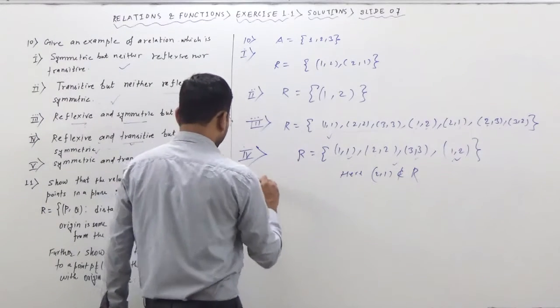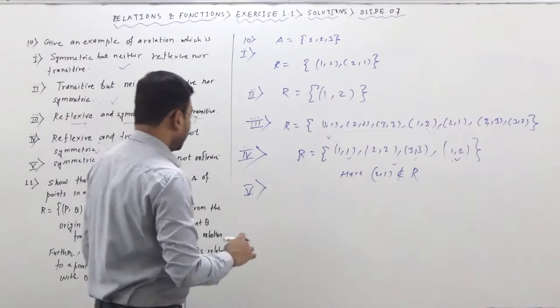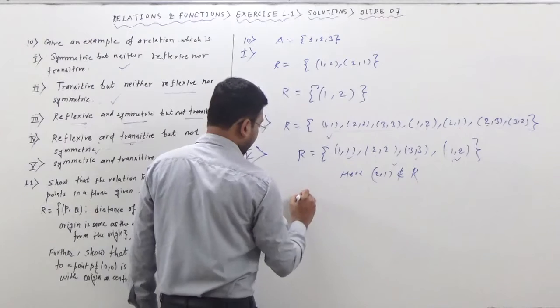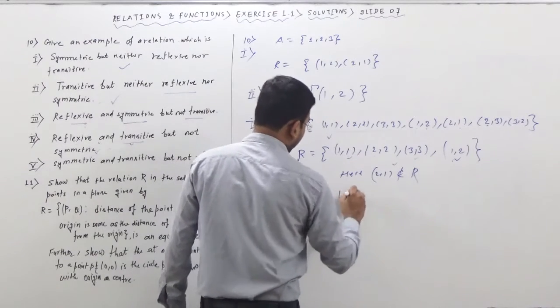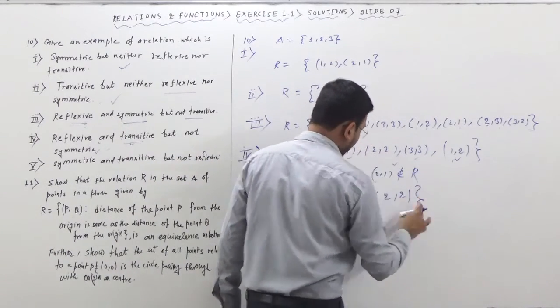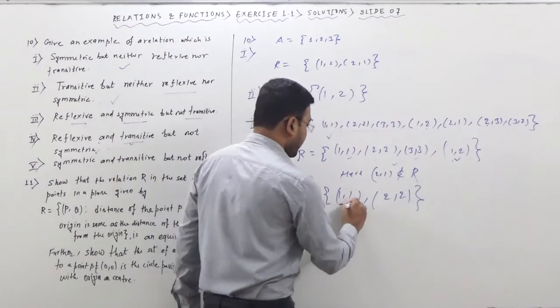Now moving to the fifth one. Symmetric and transitive but not reflexive. So you have to make that relation symmetric and transitive. So make it like 1 comma 1. Simplest example you can keep. Okay, 2 comma 2. This is a symmetric relation. This is a transitive relation. You know that A comma B is there. B comma C is not.